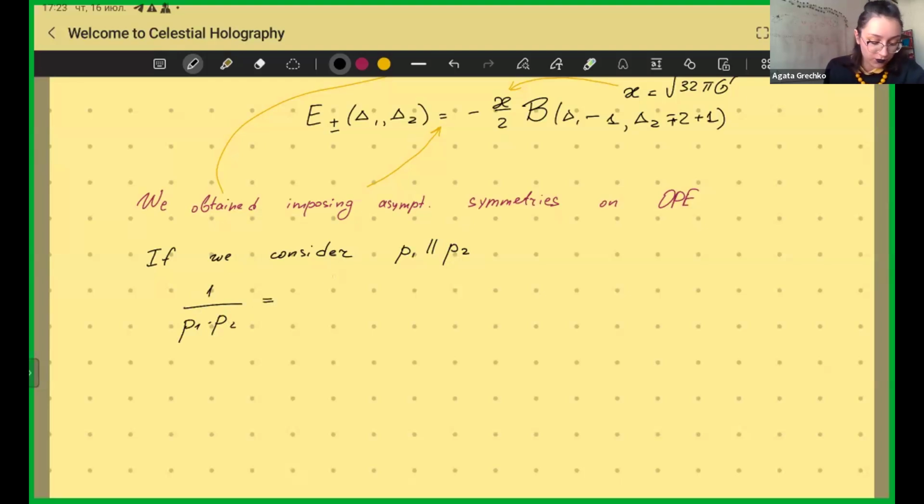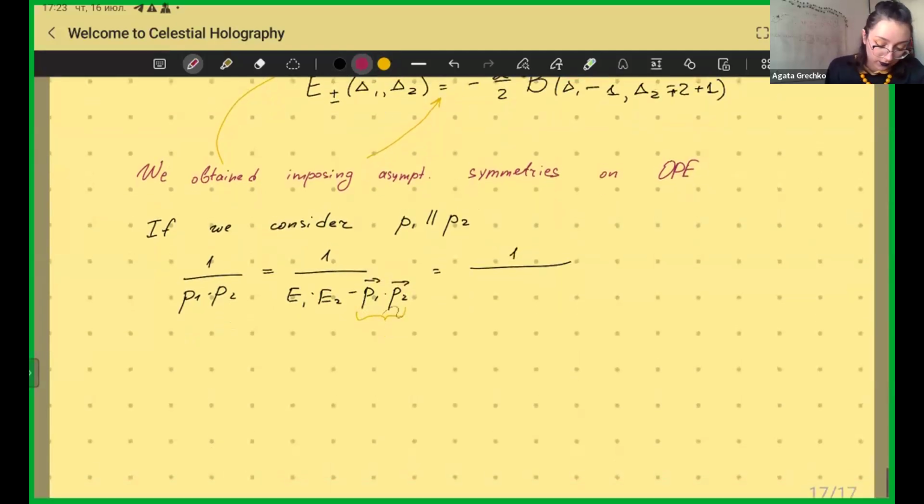1 over P1 times P2. Let's expand it a little bit in the following form, minus P1 vectors, P2 vectors. And now if we rewrite it, as P1 times P2, just the scalar product, cosine theta between their directions, we can write down the following expression.